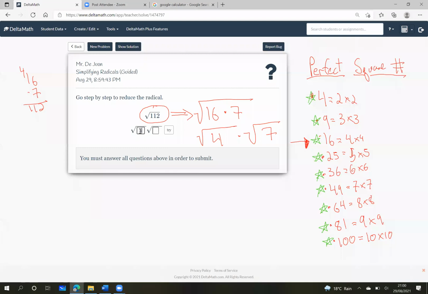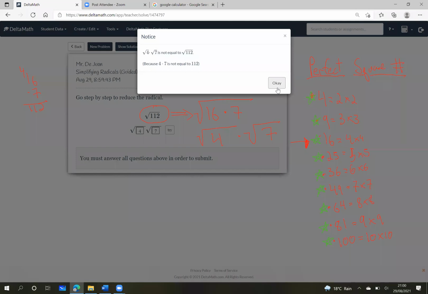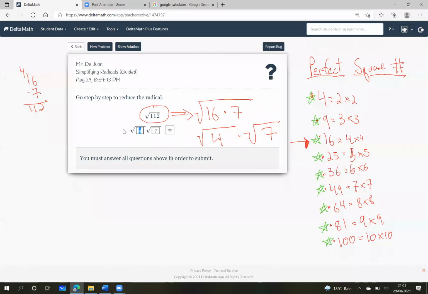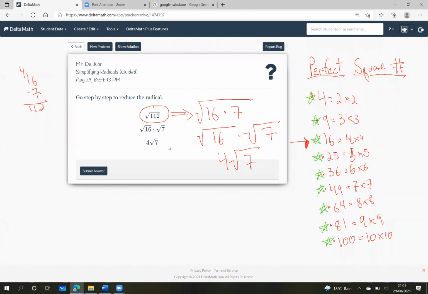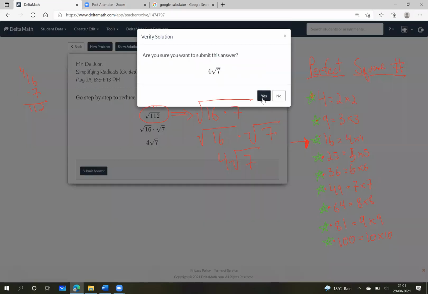So here we have the square root of 4 and the square root of 7. Try it out. Whoops, did not do this the right way. Remember, you've got to do it step by step. 16 and 7. Let me jump in a step right here. 16 times 7, right? And then we know that the square root of 16 is 4, and 7. Let's type that in. 4 and 7, and that can't be simplified anymore.